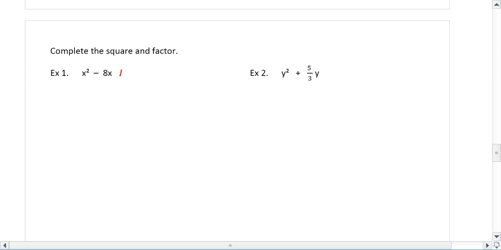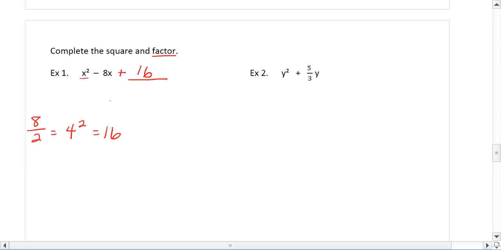So we need to figure out what we add right here to complete this trinomial square. If you grab the x coefficient, it is 8. We divide that by 2 and get 4, and then we square that to get 16. So completing the square, x squared minus 8x plus 16. Then we have to factor it.